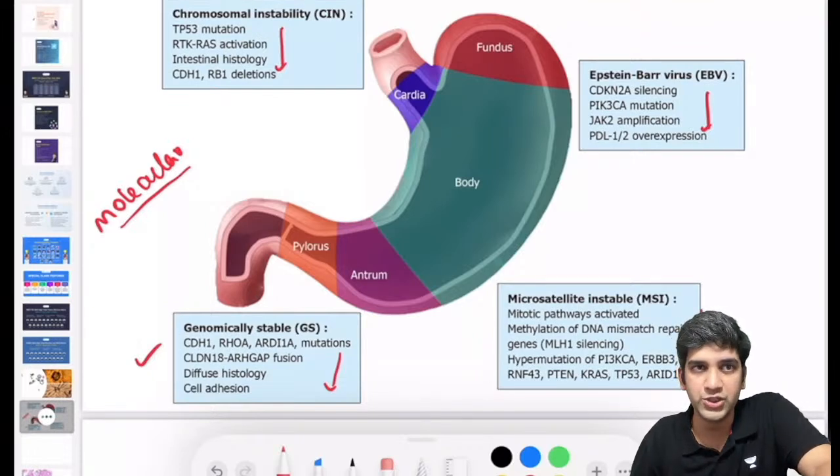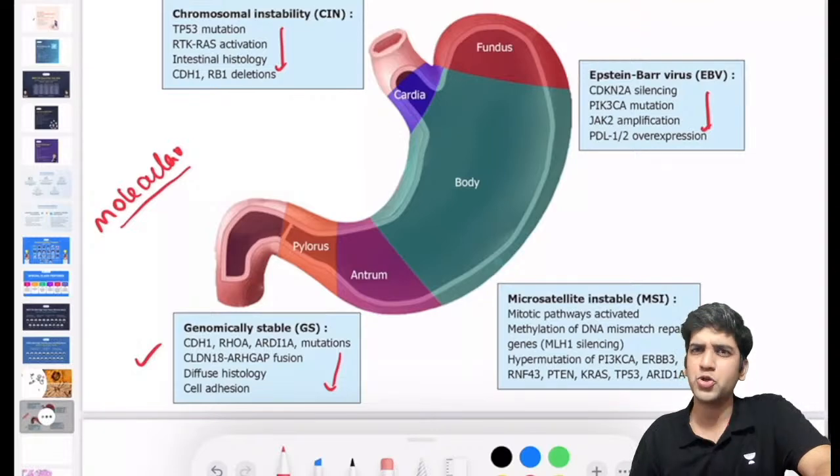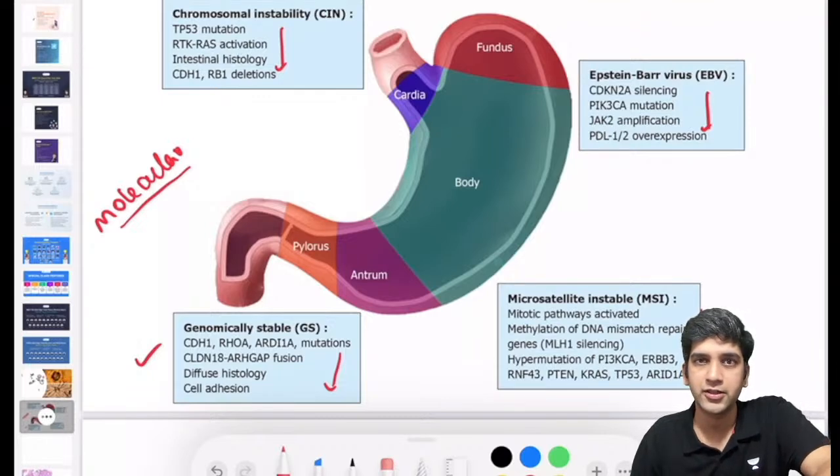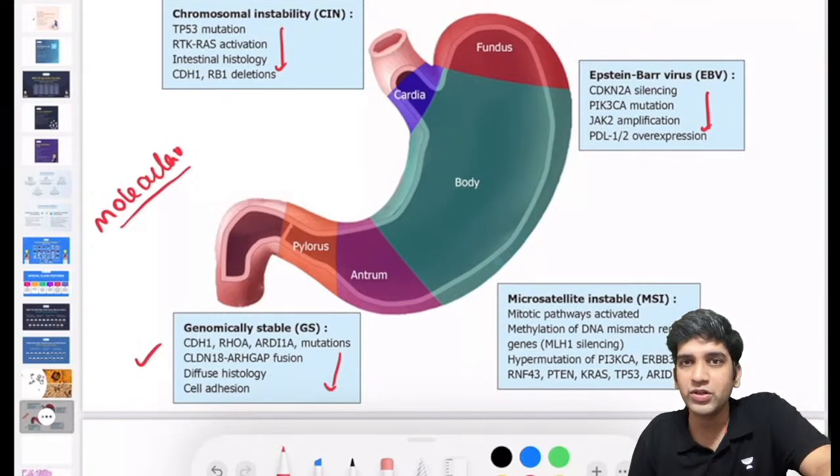What is the function of CDH1 gene? I'm sure you know the function of CDH1 gene. The function is E-cadherin, right? They secrete E-cadherin, right? So CDH1 has nothing to do with genetic stability. Even if it's mutated, the gene will be stable.